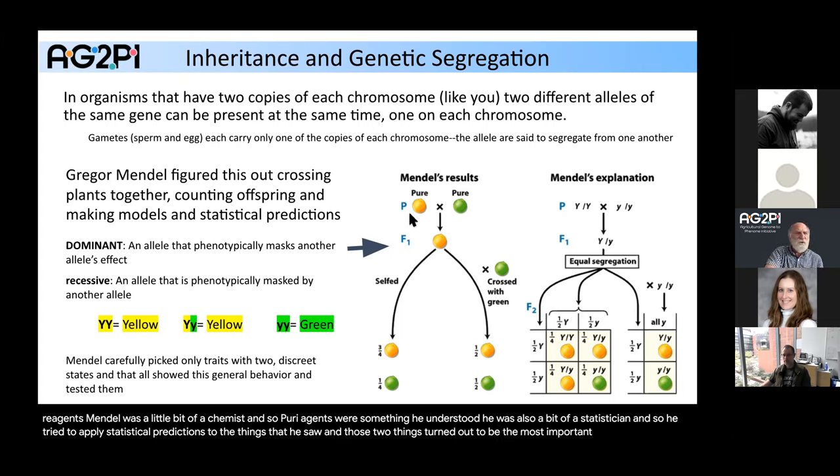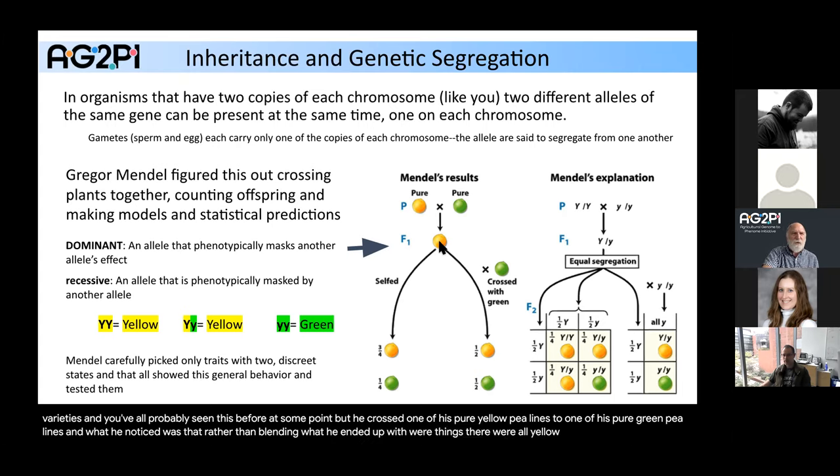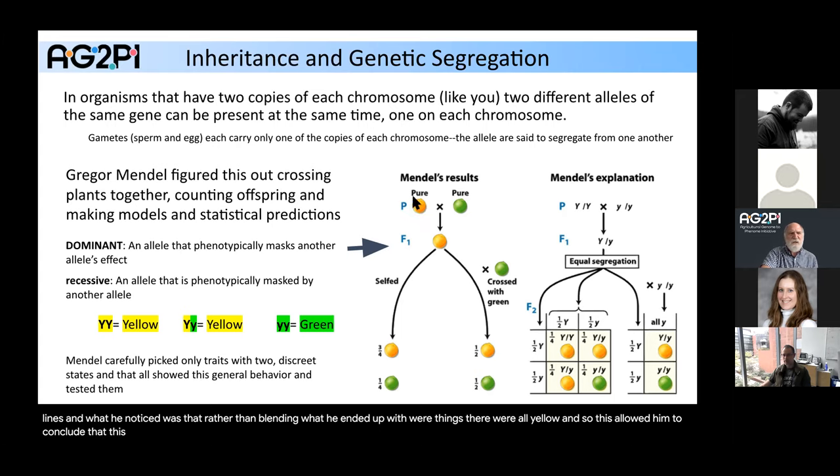So what he did was to cross some of his varieties, and you've all probably seen this before at some point, but he crossed one of his pure yellow pea lines to one of his pure green pea lines. And what he noticed was that rather than blending, what he ended up with were things that were all yellow. And so this allowed him to conclude that this yellow trait was dominant over this green trait. In other words, if he put the two of them together, the yellow trait was what showed up, right? And so the terms became dominant and recessive.